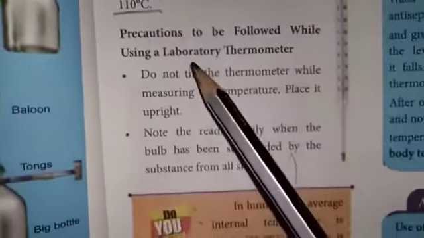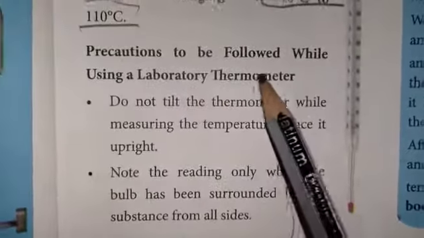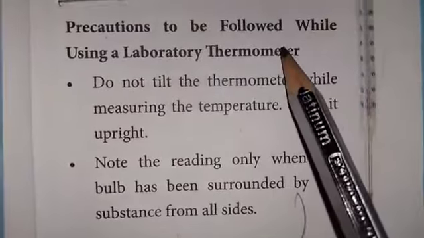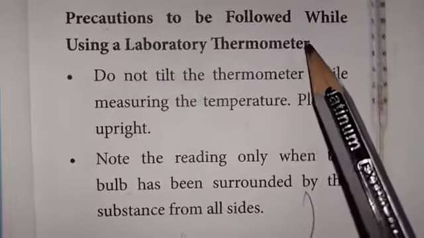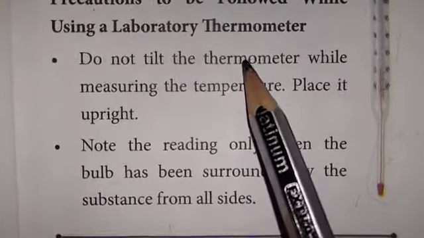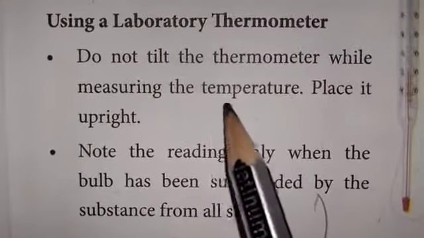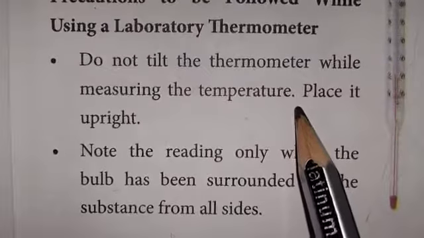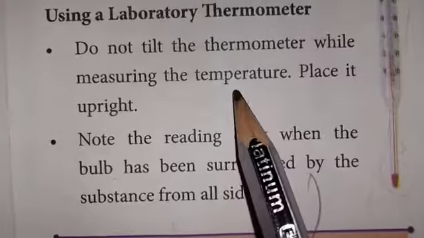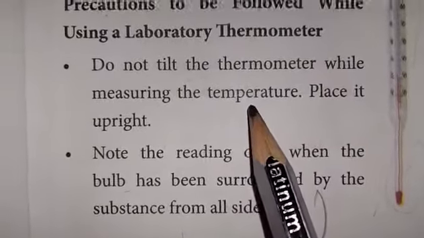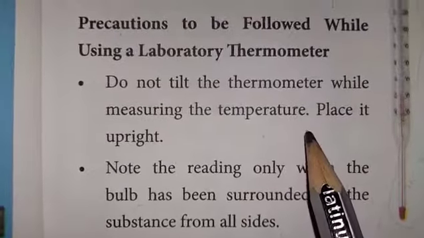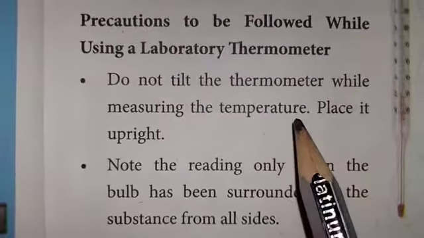Okay. Next thing, what are the precautions to be followed while using the laboratory thermometer? While using the laboratory thermometer, what are the steps you should follow? The first one: do not tilt the thermometer while measuring the temperature. Place it upright. While using it, you should not give any kind of disturbance. You want to keep it in a fixed position, and also place it straight.